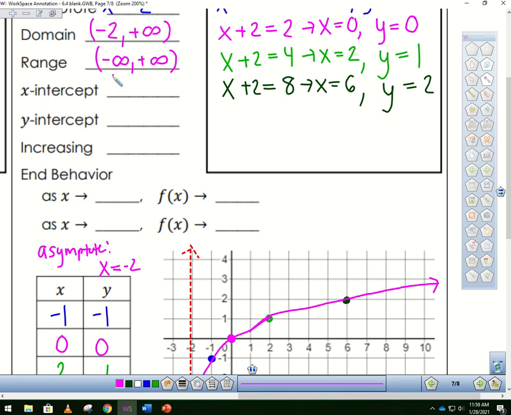Does this graph have an x-intercept? And where is it? Good. And it has a y-intercept also at? Good. It's increasing on its whole domain. It's increasing all the time.